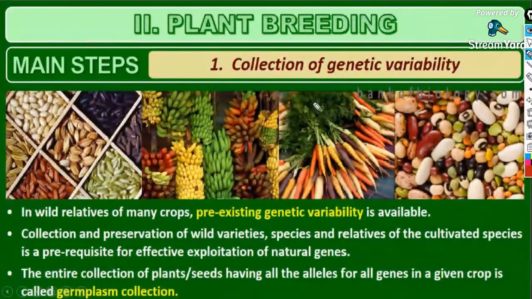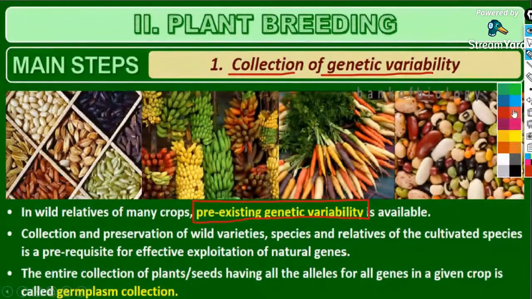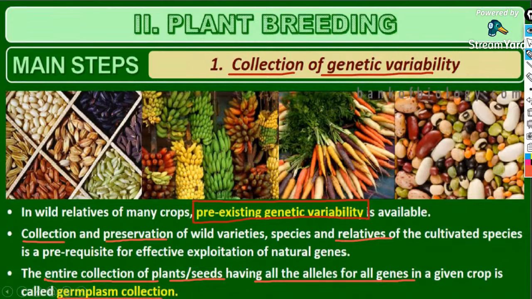First of the main steps is collection of genetic variability. In wild relatives of many crops, pre-existing genetic variability is available. So in wild varieties of many crops, genetic varieties are available. You can collect and preserve these wild species, and even the relatives of the cultivated species. The entire collection of plants or seeds having all the alleles of the genes in a given crop, you will call the germplasm.